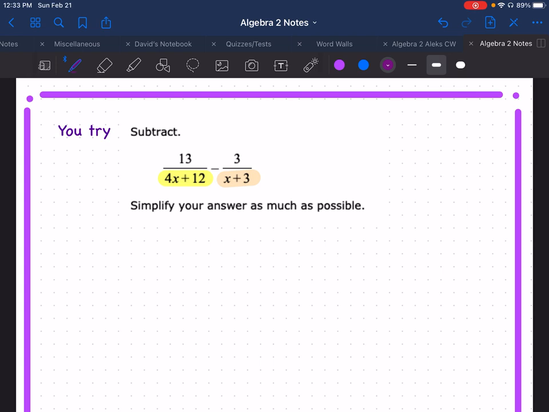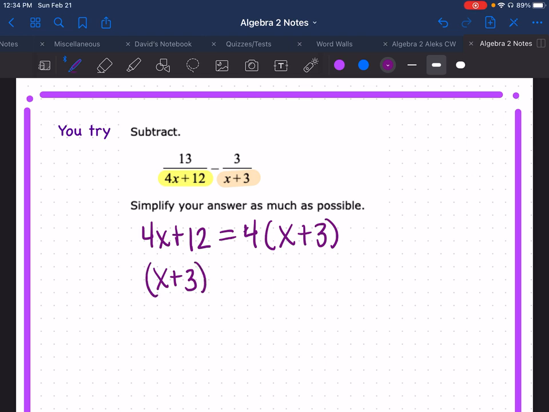So one thing I noticed with this one, when I went to start to do the least common multiple, is that 4x plus 12, I can divide both of those by 4. And if I divide both of them by 4, I end up with this. Now take a look at your other denominator. Notice, what do they have in common? Let's circle it. They have this in common, and then they have the 4.